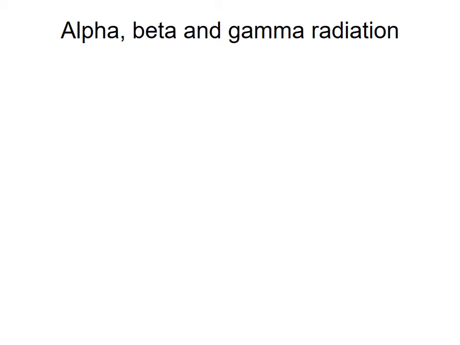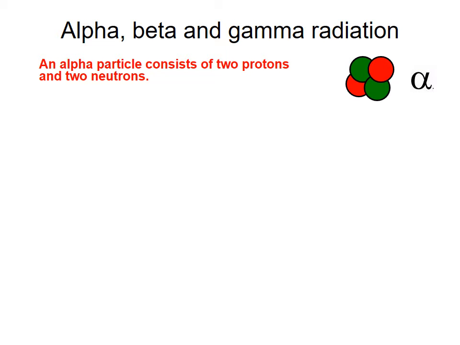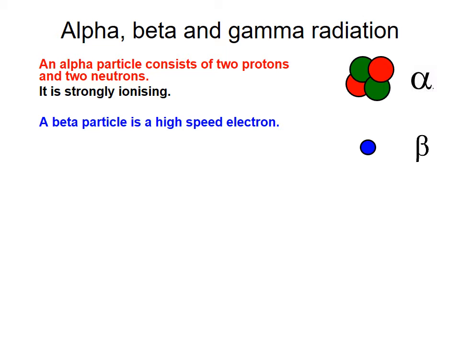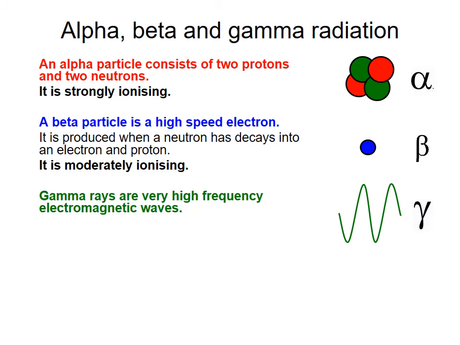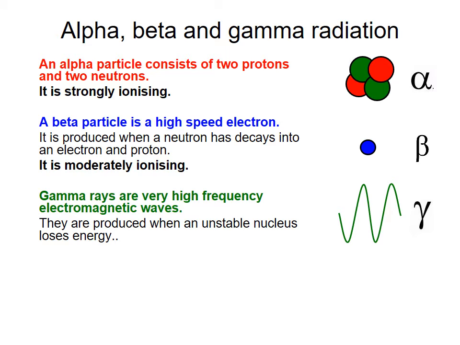Right, so we'll now look at alpha, beta, and gamma radiation. An alpha particle consists of 2 protons and 2 neutrons. Given the symbol alpha, it is strongly ionizing. So it creates lots and lots of ions as it interacts with the atmosphere. Then we have the beta particle, which is a high-speed electron, with the symbol beta. It's produced when a neutron has decayed into an electron and a proton, and it is moderately ionizing. And gamma rays are very high frequency electromagnetic waves, and we've already dealt with those in the last unit. These are produced when an unstable nucleus loses energy.